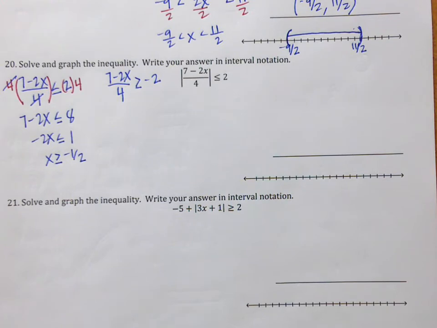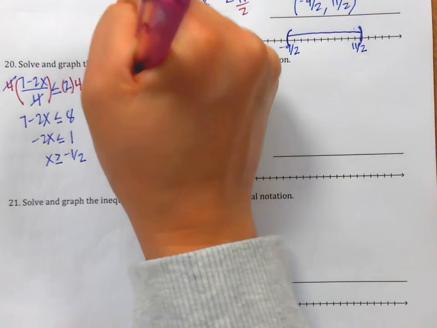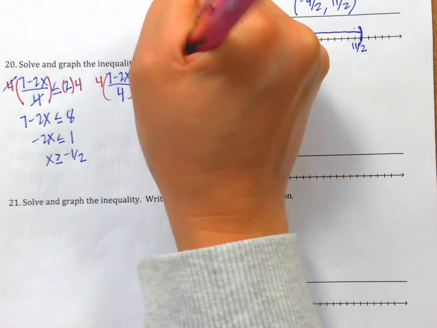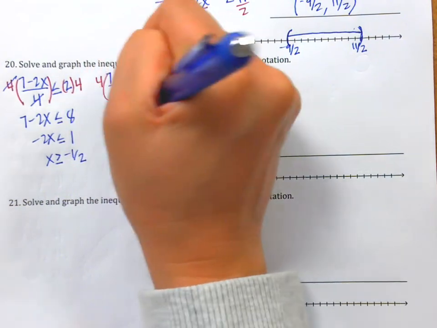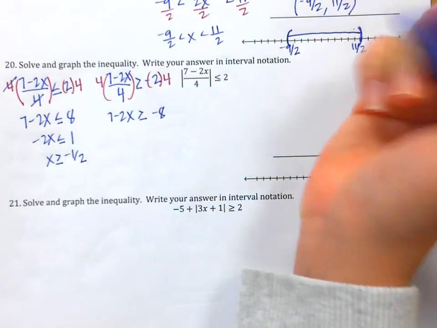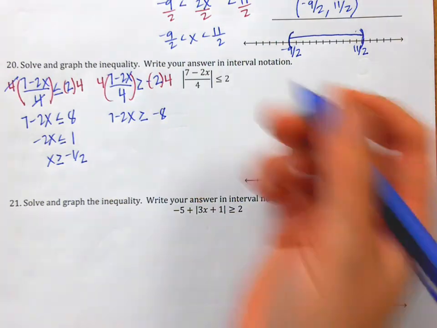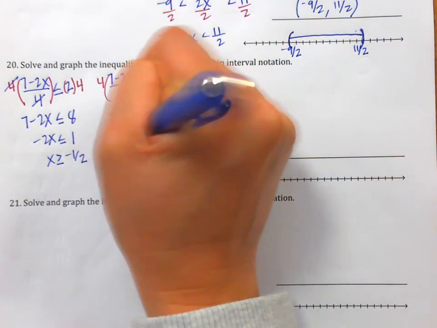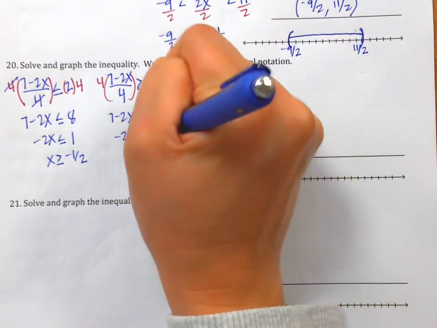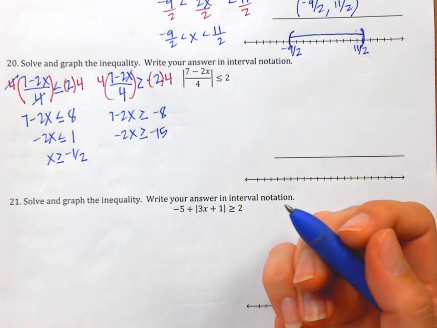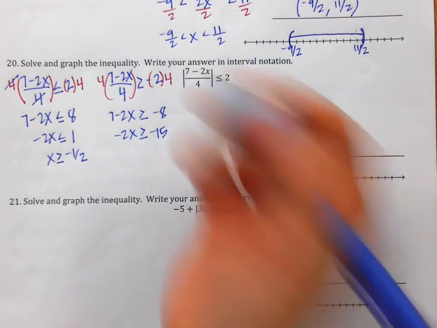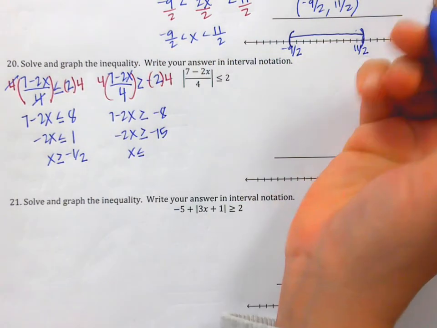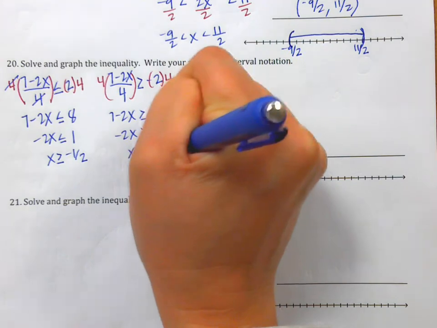Now I'm going to also solve my second one. So I'm going to do the same exact thing. I'm going to multiply both sides by 4. And I have 7 minus 2x is greater than or equal to negative 8. Subtract 7 from both sides. And that gets me negative 15. I am again dividing both sides by negative 2. So that means I'm going to flip my inequality symbol, and it's going to be positive 15/2.